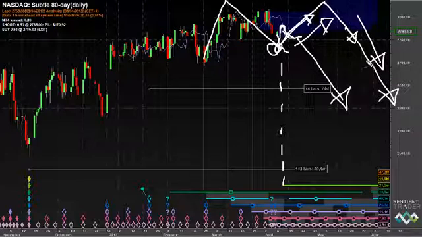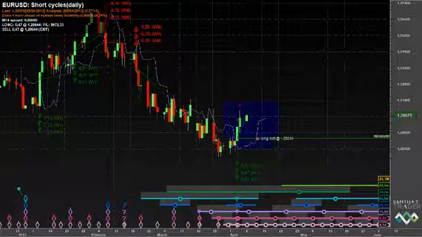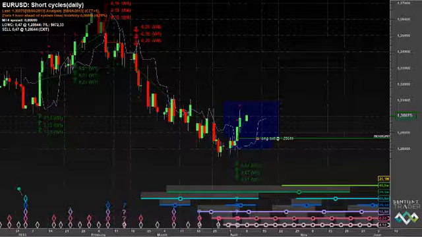Let's take a look at our Forex pairs, and we'll start with the Euro to US dollar. Now, in the Euro to US dollar last week, I said that I was standing by to enter into an A category long trade, and we did enter into an A category long trade last week, and it has already proved to be a very profitable trade.